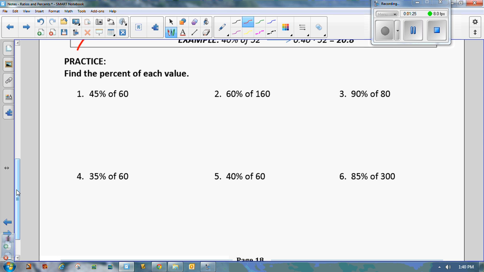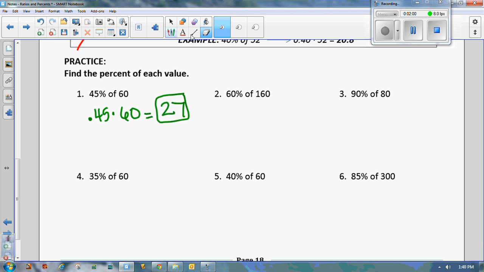So here on 1 through 6, we're asked to find the percent of each value. So we are going to practice finding that percent by changing it to a decimal. So if I have 45% as a decimal, that's 0.45. We're going to take that times 60. And when we do our multiplication, we get a total of 27. So our answer is 27.